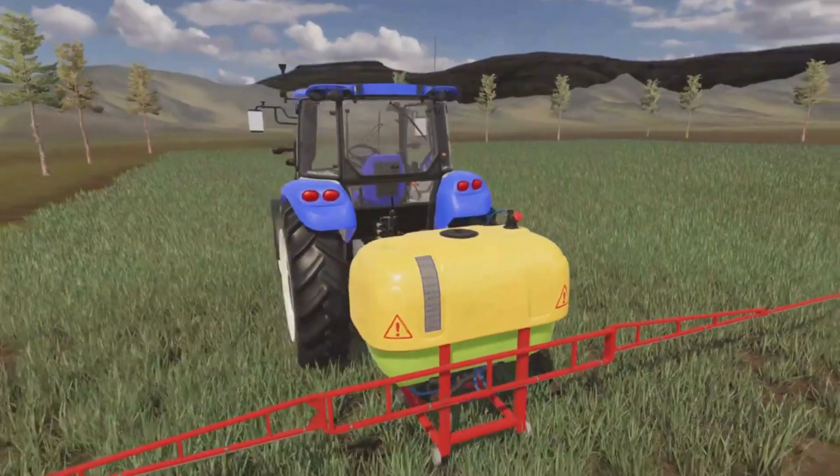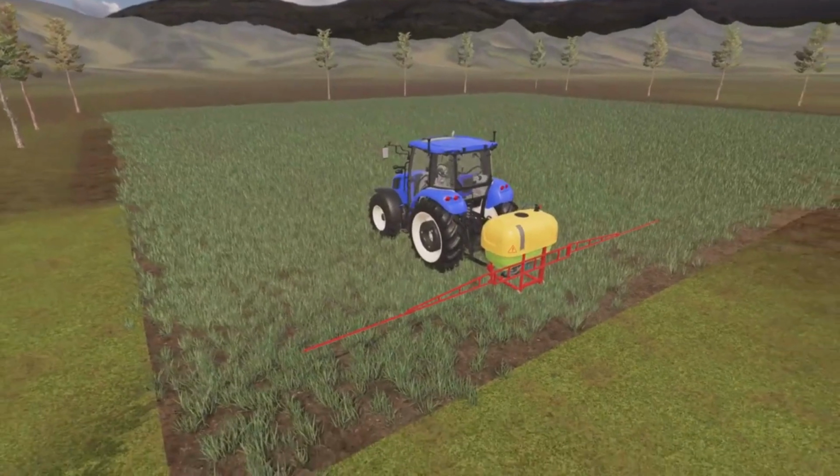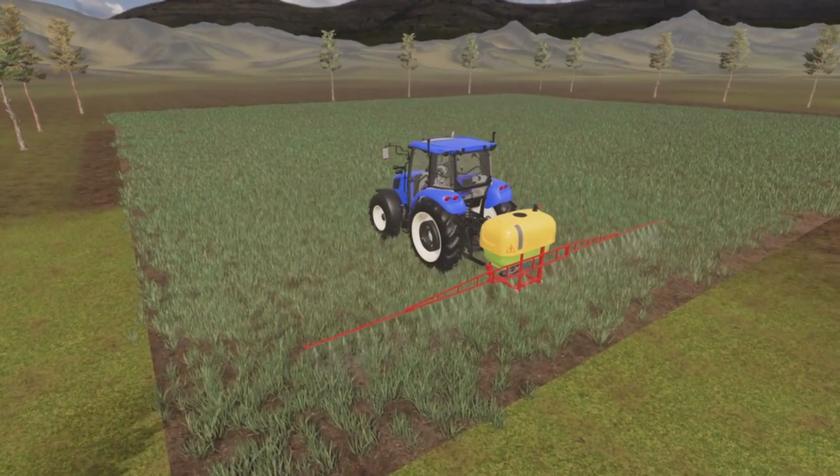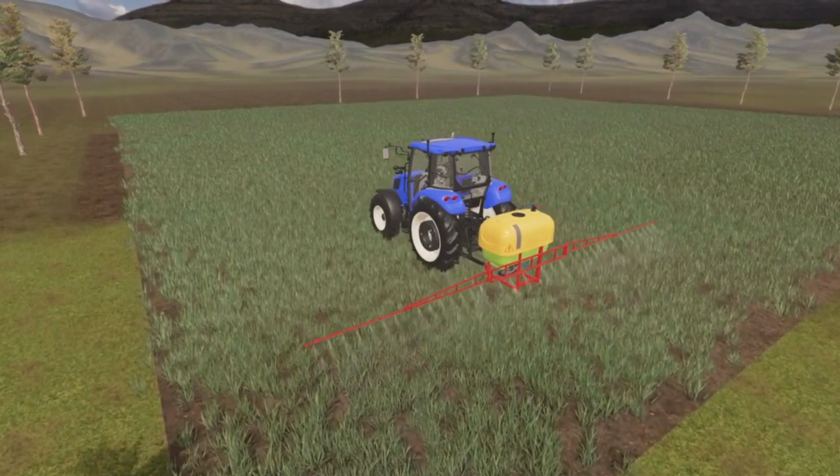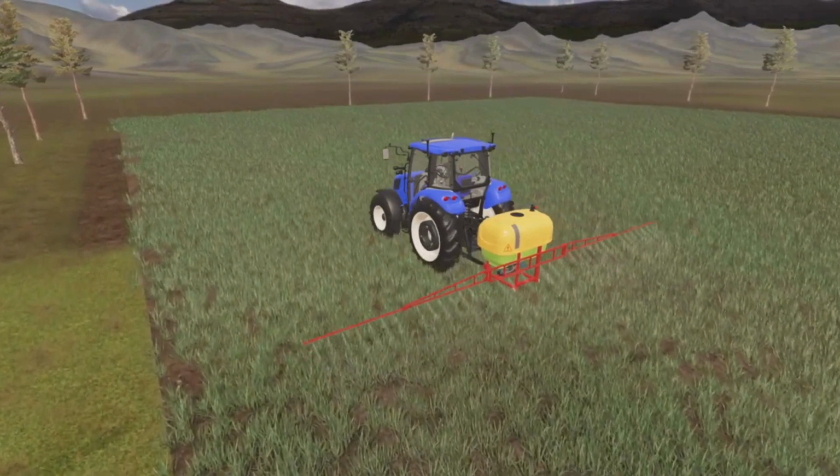Throughout the spraying process, the pressure and spray quality should be continuously monitored. The spray coverage should be considered, and it must be ensured that the entire area is evenly sprayed during each pass.